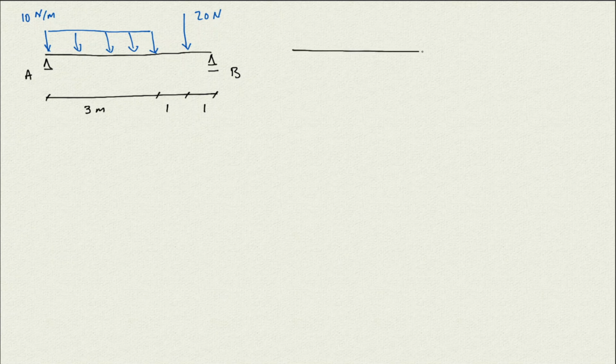So if I draw the free body diagram here, we have the AY, AX, and we have B, and then we have the 20 Newton force applied here, and then we have the distributed load, which I'm going to replace with a single resultant force.